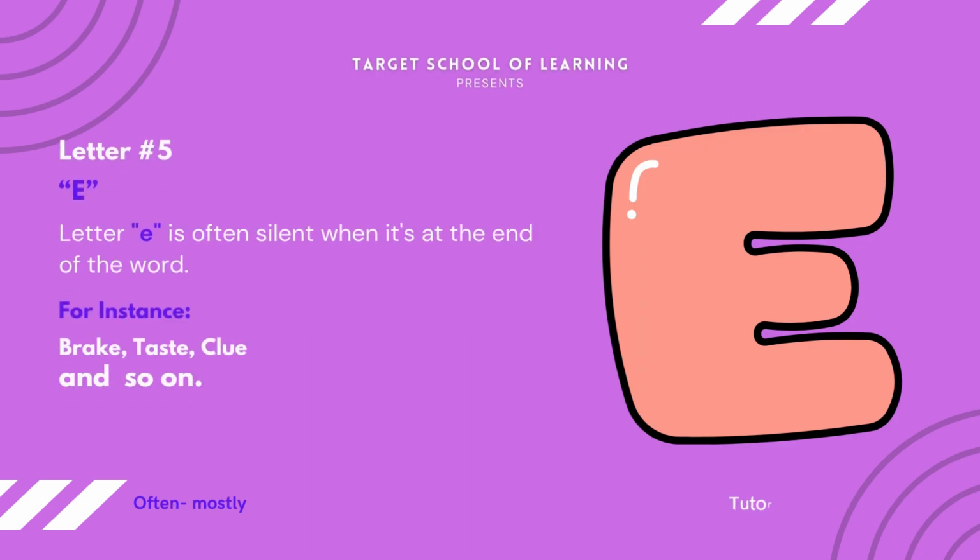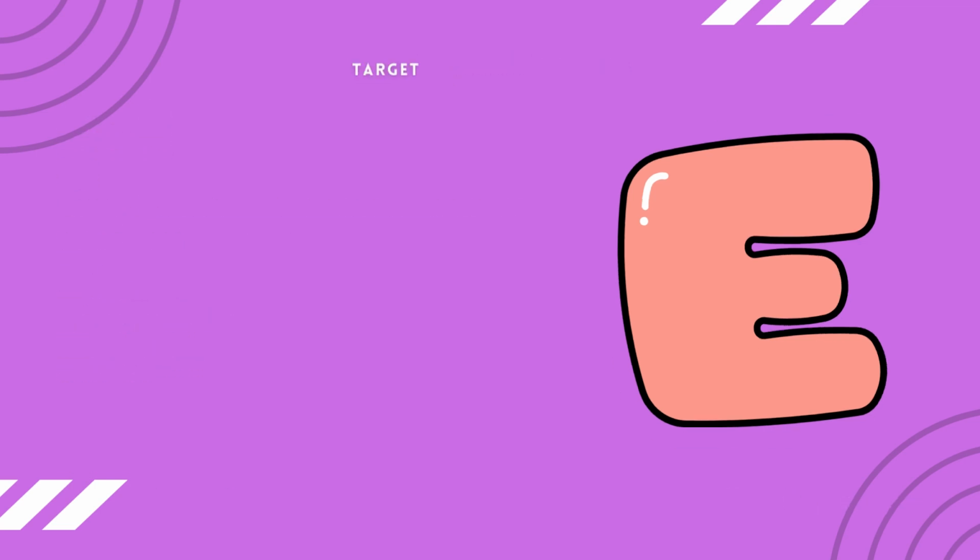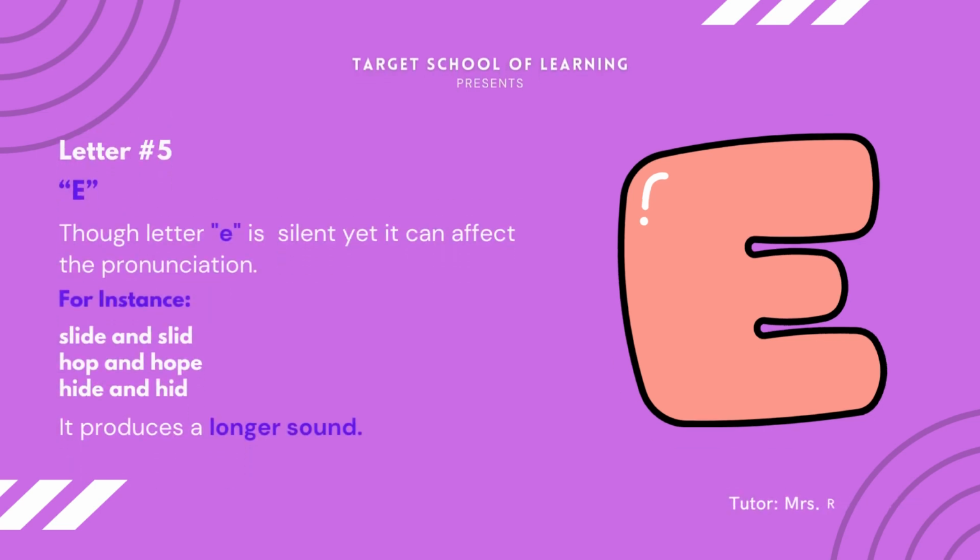Coming to letter E, it is often silent when it's at the end of the word. For instance, brake, taste, clue. Though letter E is silent, yet it can affect the pronunciation, like slide and slid, hope and hop, hide and hid. It produces a longer sound.